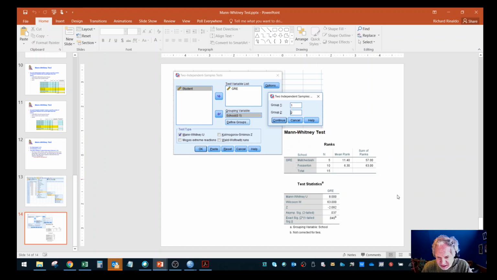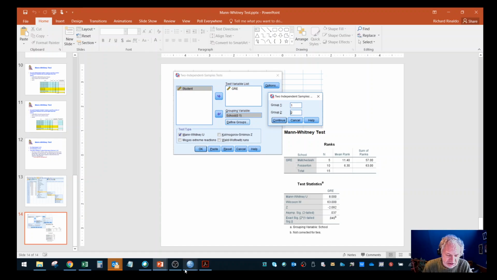And the Mann Whitney score is 8, and the significance two-tailed. I always pick A because it corrects for any ties. Ties get a little wonky, so we don't have any tie values. So my two-tailed significance is 0.037. I reject the null and conclude that the match students basically outranked the Festerton students.